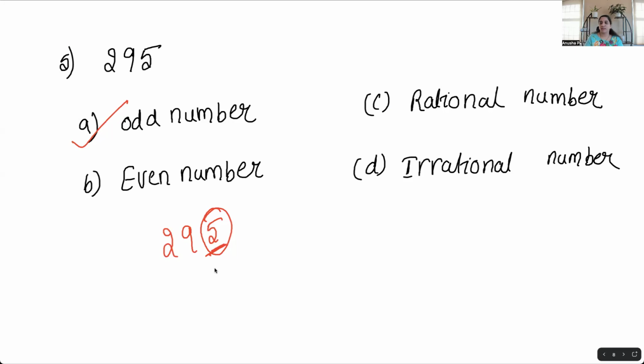But here, the ones place is ending with 5, so it is not an even number. Is it a rational number? Yes. All the positive numbers and negative numbers and anything that is written as a fraction is called a rational number. So option C is correct. Is it an irrational number? No, because irrational numbers are pi, square root of 2, square root of 3, square root of 5, square root of 7. So only the options A and C are correct for 295.